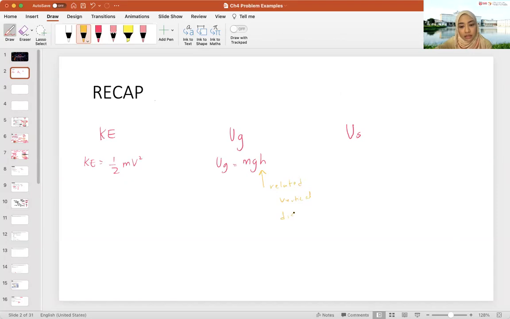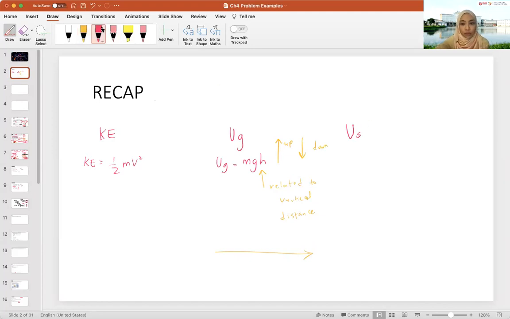Vertical distance only. So if you have a distance like this, mgh will not apply. mgh is only related to vertical distance. Either you are going up or you are going down. Only vertical, only in the y-axis. The original y-axis, not the parallel one or the incline, our y-axis. So it is related to height, up and down, and only to vertical distance. So this is very important to take note of.